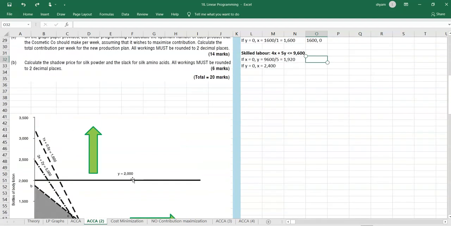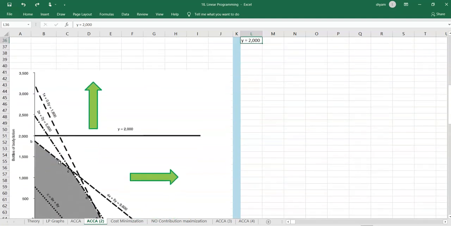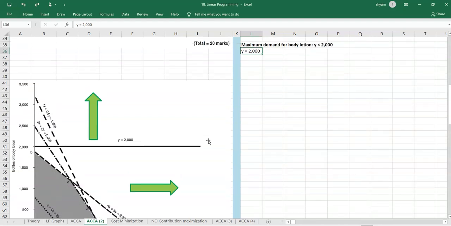So let's see. The maximum demand for body lotion is going to be this line. So this line is quite a simple line where y equals 2000. That's it. So we have the y line. This is the y line. Okay. So 0 is also here only. So 2000 of y will be from here to here. Okay. It's just a horizontal line.